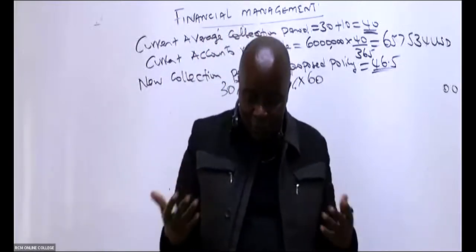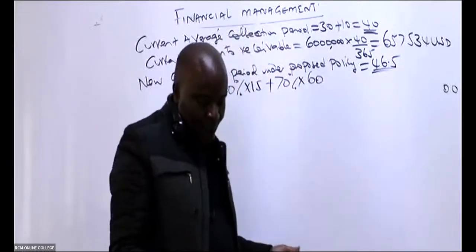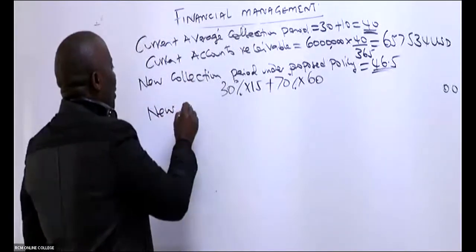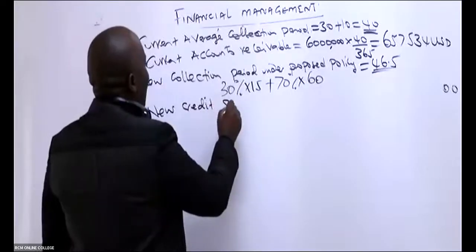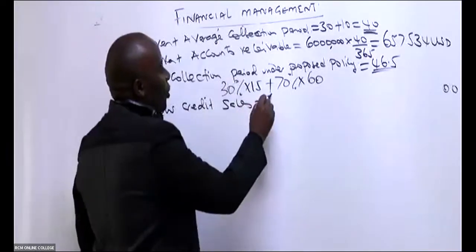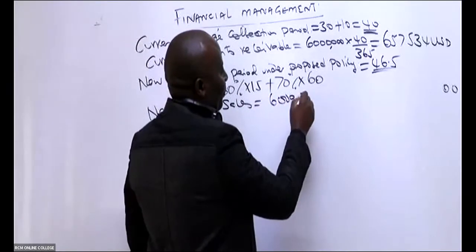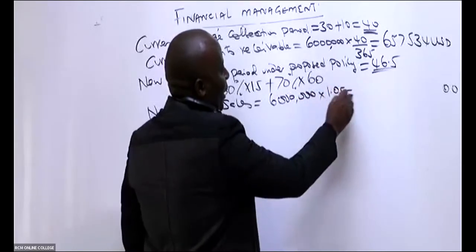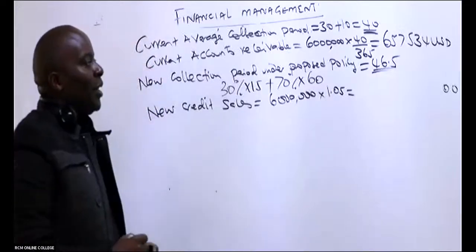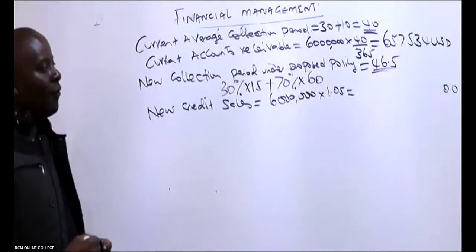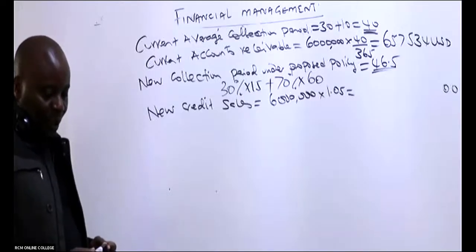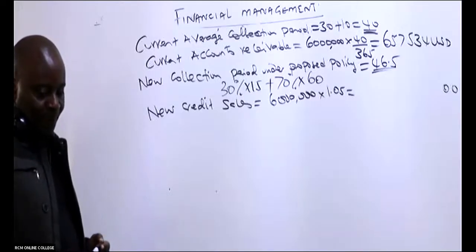But now remember, they have told us that once we bring this kind of new policy, our sales will increase by 5%. So can you kindly give me the new credit sales? New credit sales. So remember, the old was 6 million. And we expect this to increase by 5%. That is what they have told us.